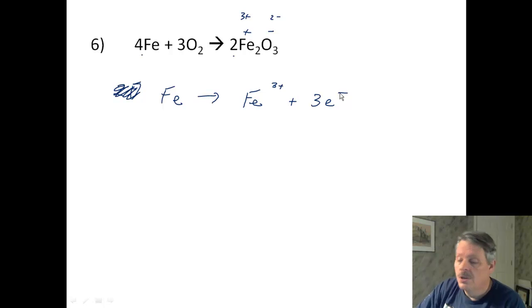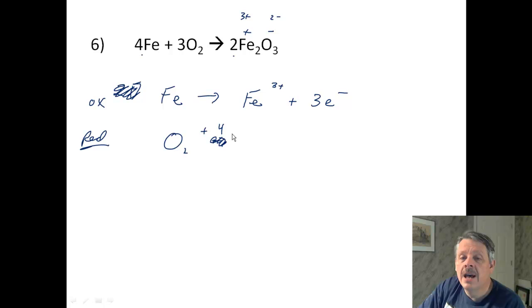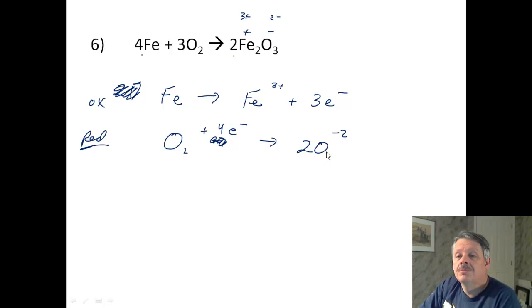So what about oxygen? Because oxygen is the other half of this. That's your reduction half. O2 is becoming, nope, O2 we have to add electrons. How many electrons do we have to add? We actually have to add 4 electrons because that's going to produce 2 oxygens with a negative 2 charge. So we had to gain 4 electrons to make that happen. That's our reduction half.